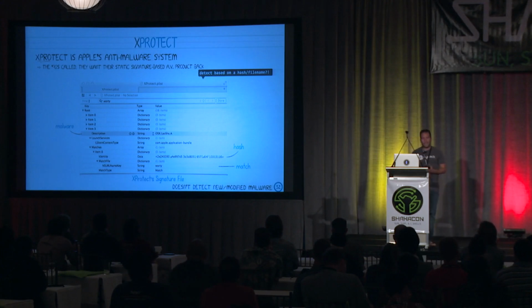So this is actually really lame. Why is it lame? Basically, it means that XProtect can't detect new or even modified malware. I mean, it's looking for an exact hash and exact file name. So if an attacker simply recompiles the malware or changes the file name, XProtect will not be able to detect it.